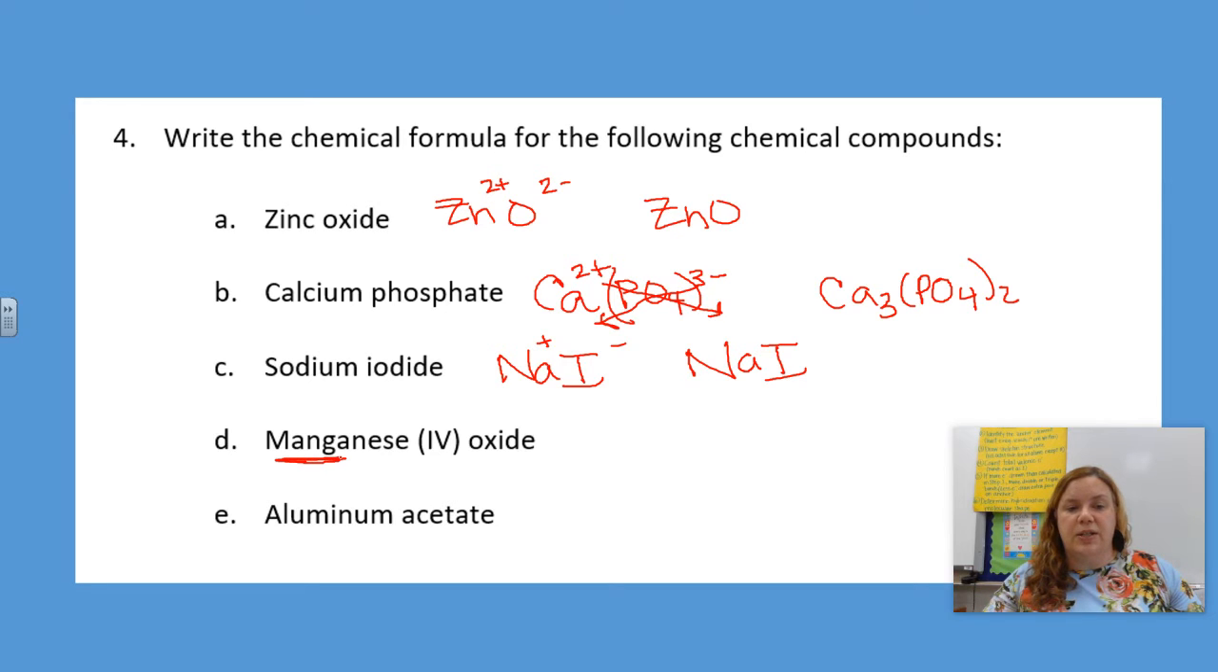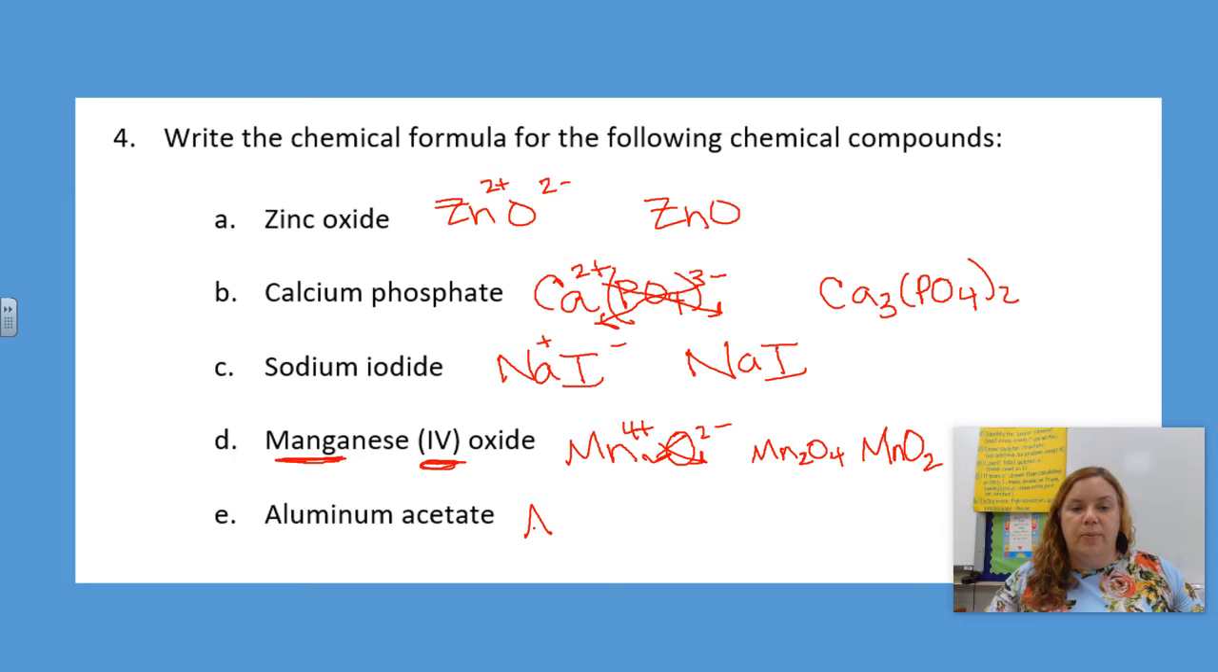Manganese dioxide, you guys, so many people wrote Mg today. Manganese is Mn, and it has a 4+ charge because of the Roman numeral here. Oxygen has a 2- charge. So if I crisscross, this gets a little tricky because I'm going to get Mn2O4. But look, I can reduce this because 2 and 4 would just be like if you have a fraction. So 2 can go into 2 one time, 2 can go into 4 2 times. So my final answer is MnO2.